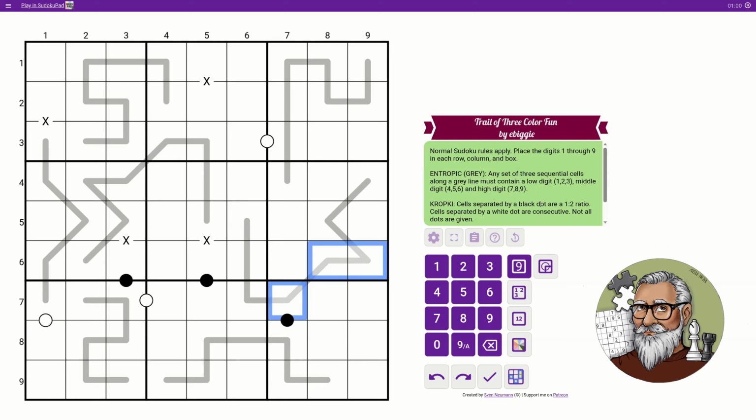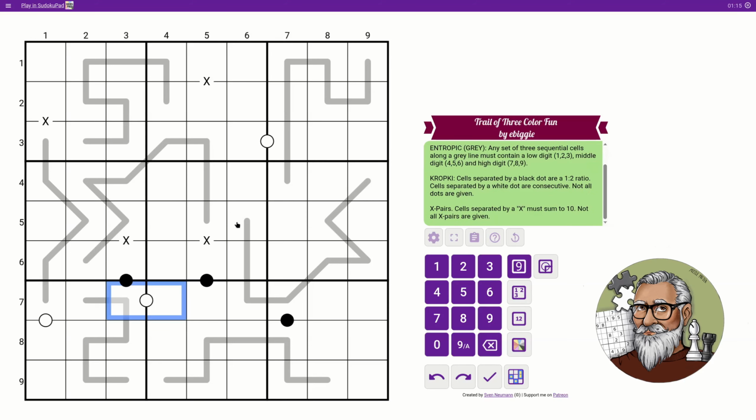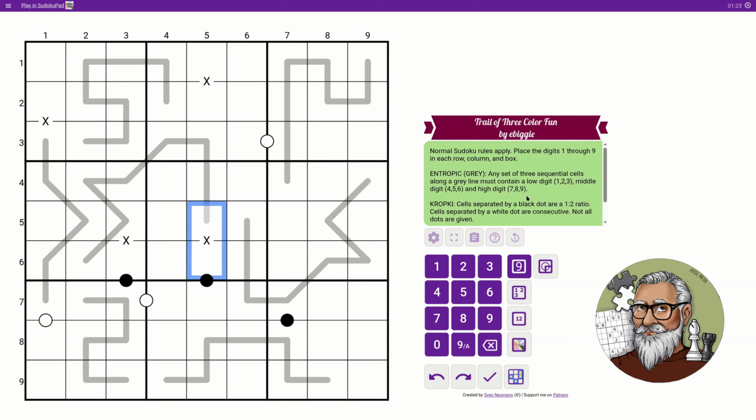Kropki, cells separated by a black dot are in a 1 to 2 ratio, so one is double the other. Cells separated by a white dot are consecutive. Not all dots are given, no negative constraint. And X pairs, cells separated by an X must sum to 10. Not all X pairs are given. Okay, so no negative constraint at all.